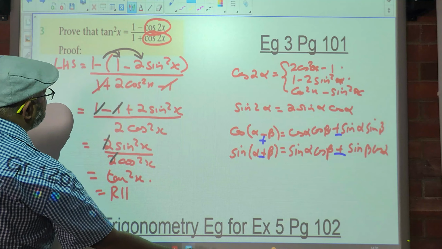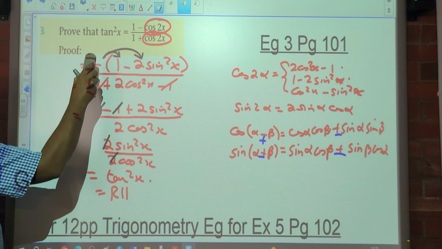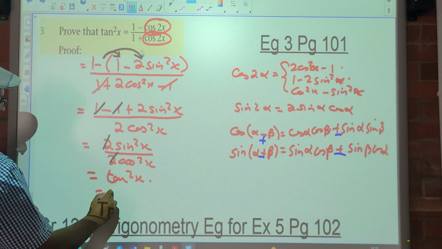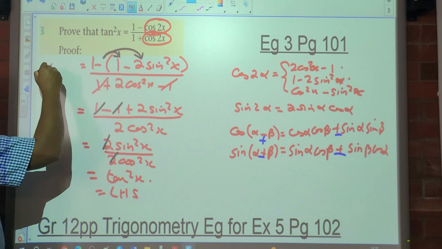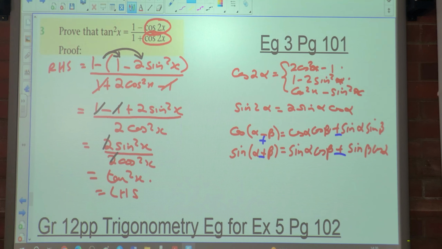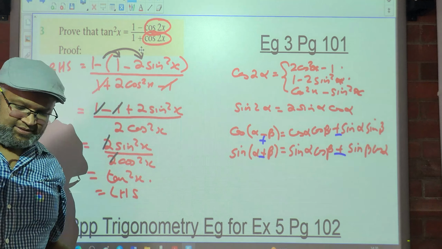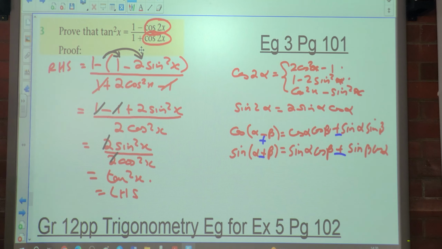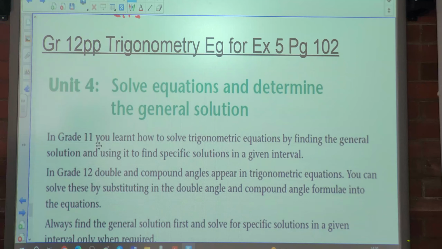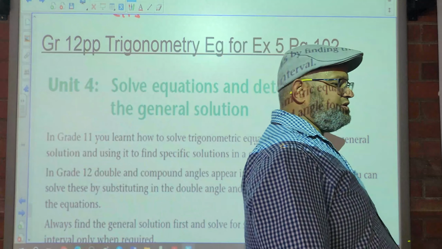No, it's actually the other way around. This is your left hand side, which is equal to, and this is your right hand side. Normally we work on the left hand side, yeah? But it also depends on what is on the left hand side. Okay. Any confusion? Okay. Any confusion? So that basically brings us to the end of the examples for exercise 5, which is on page 110.